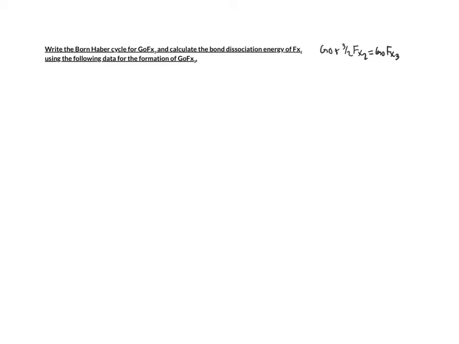Before we begin, I'd like to say that we will be putting the delta H for every step on the side as we go along. I'm not going to do it as a second step. So, first, we have to change GO from a liquid to a gas. So we use the evaporation.